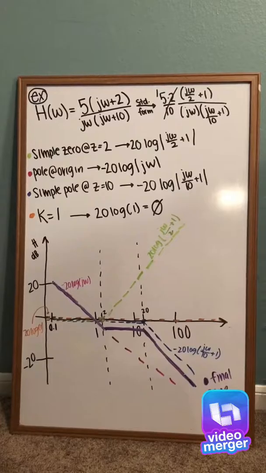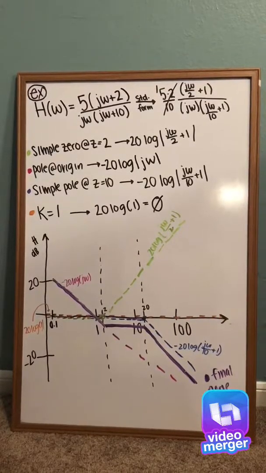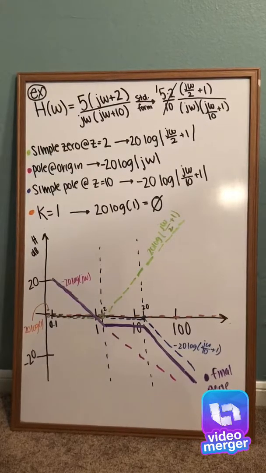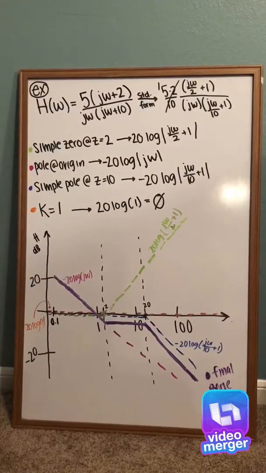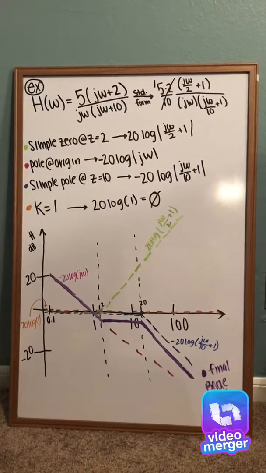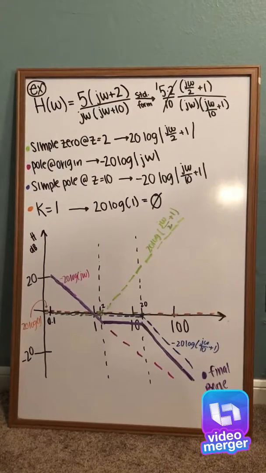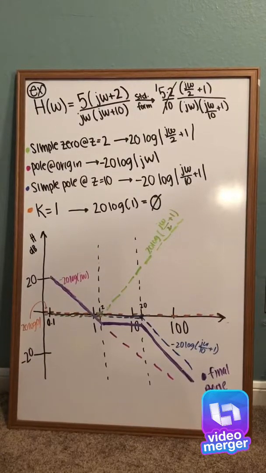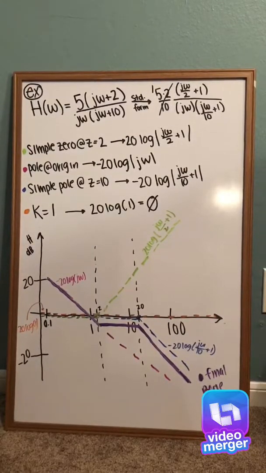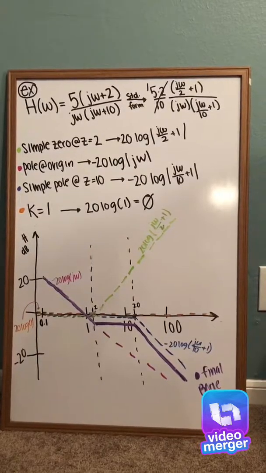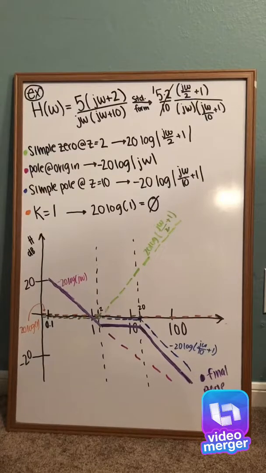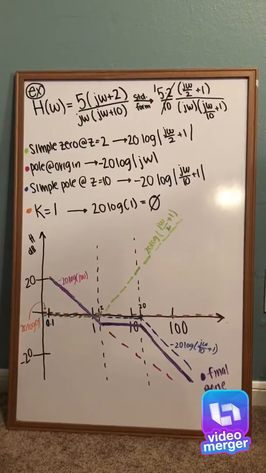This is an example problem that we will go through in its entirety. Here, H of omega is equal to 5 times j omega plus 2 divided by j omega times j omega plus 10. We need to factor out the 2 in the numerator as well as the 10 in the denominator. You can see that the constants will reduce down to 1. The resulting transfer function in its standard form has a simple zero at 2 due to the 1 plus j omega over 2, a pole at the origin due to the j omega in the denominator, and a simple pole at 10 due to the 1 plus j omega over 10.